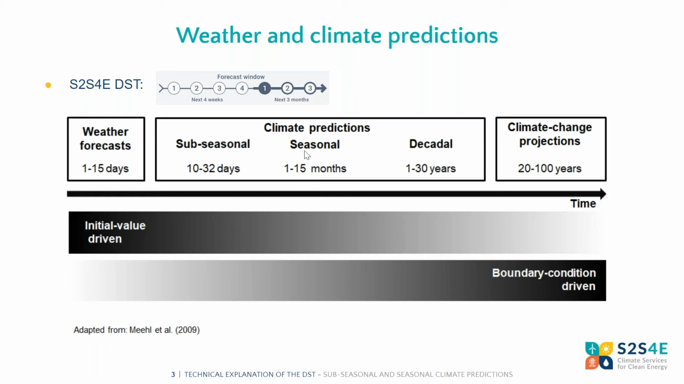At this time scale, as we will see, there are other sources of predictability that come into play as the initial conditions are being lost. And then at the other side of the timeline, we have climate projections, which are the ones used in climate change studies.